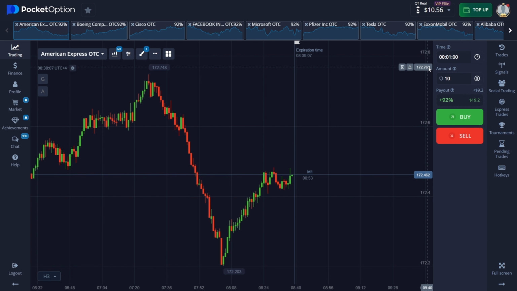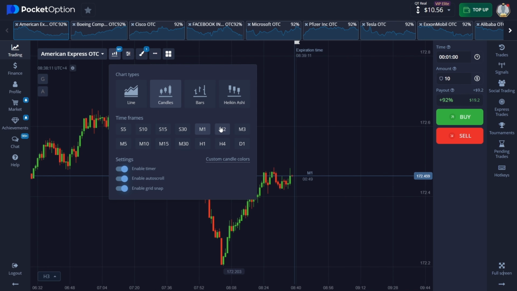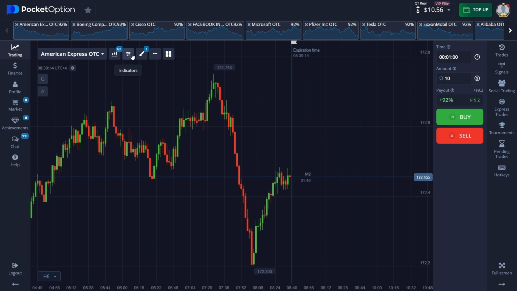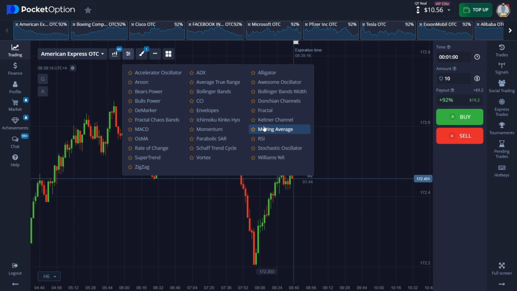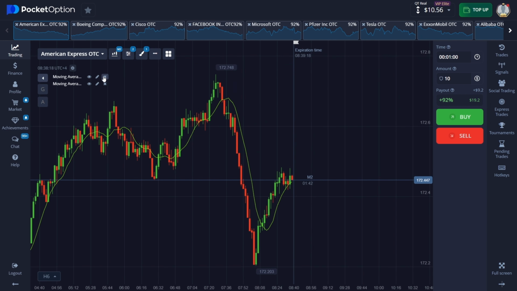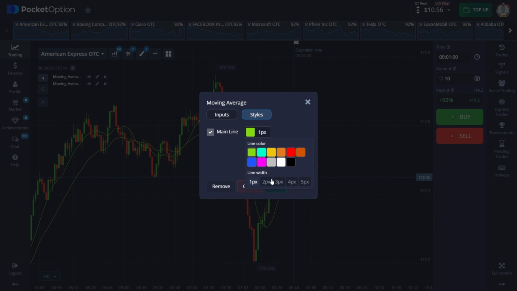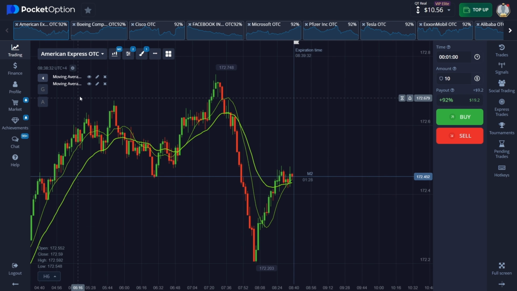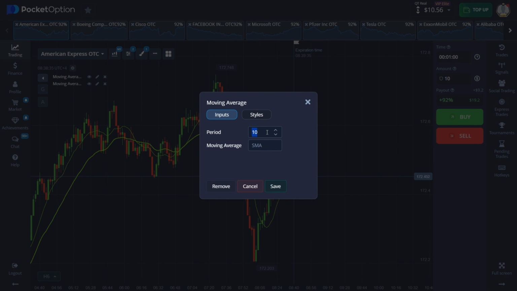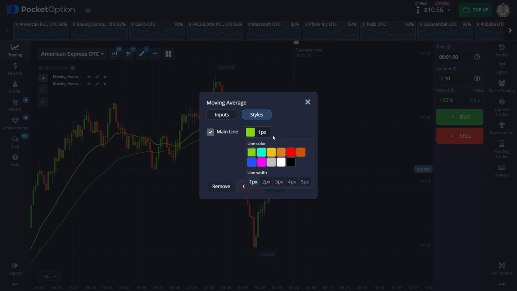Now, let's get started. First, go to the chart type and select the M2 2-minute candle. Then go to the indicators and select moving average. Set the first moving average to 25 EMA, green color, 2px. And the second one to 50 EMA, red color, 2px.